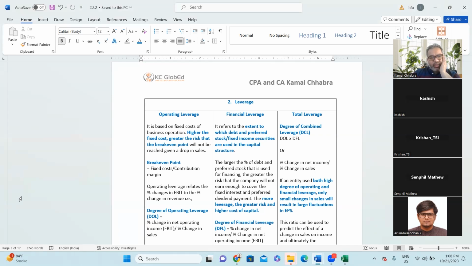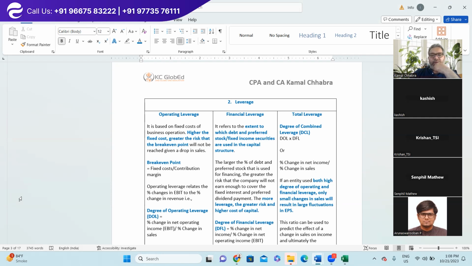Operating leverage is based on the fixed cost of business operation. Higher the fixed cost, greater the risk that the break-even point will not be reached in the given period of time, or if there is a drop in sales. So the risk is not achieving your break-even point in a timely manner, right?